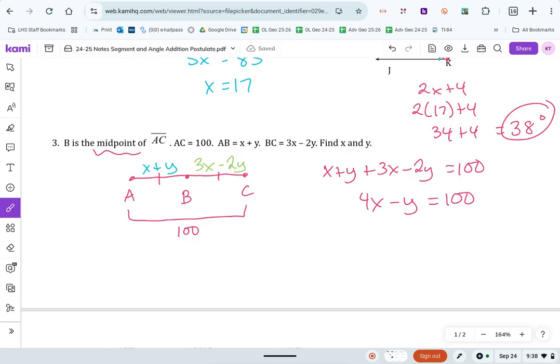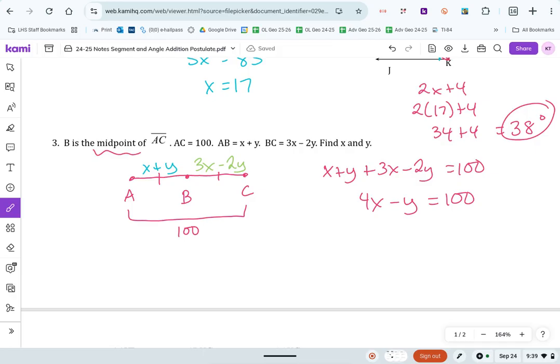All right, guys, what's one option that we could write down? Okay, yes. So one option would be x plus y equals 50. Option 2 would be 3x minus 2y equals 50. What would option 3 be? What about x plus y equals 3x minus 2y? That would be your option 3.